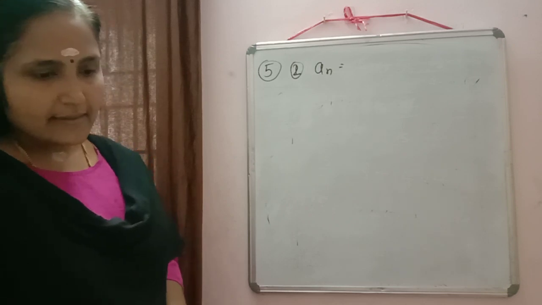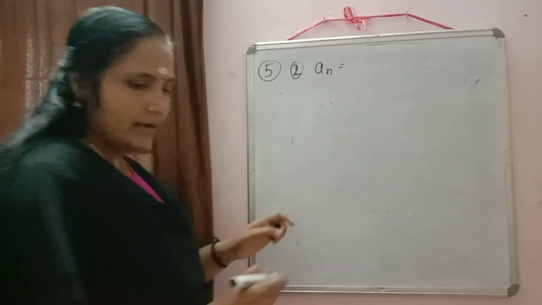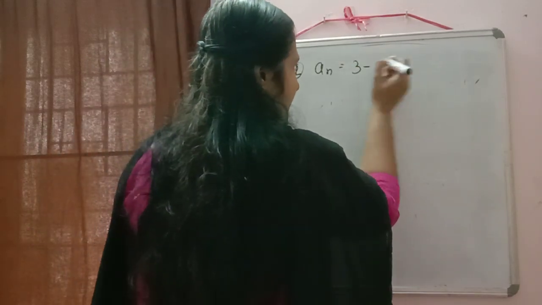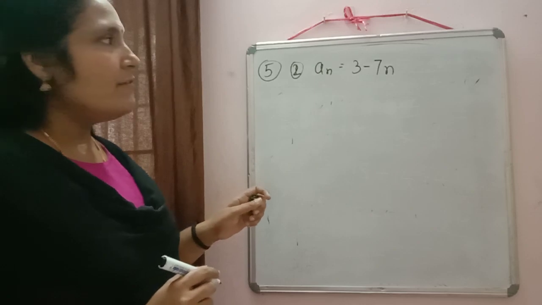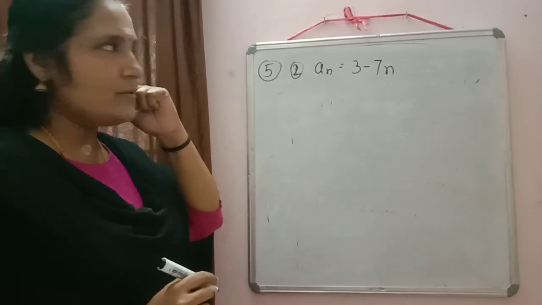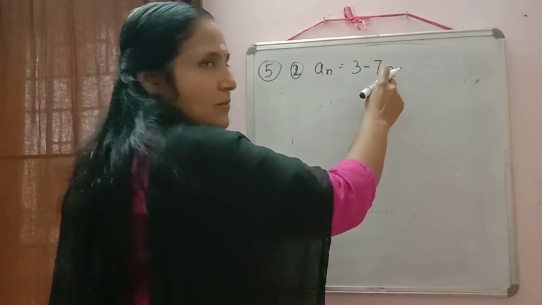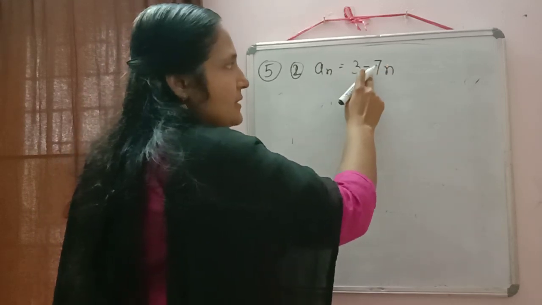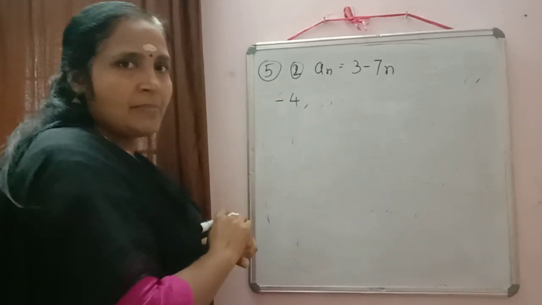Next one, and one more question we will do of this type. In this question, an is given 3 minus 7n. So again, how we will find out our AP? We'll substitute n is equal to 1, 2, 3, 4. So I am writing directly now. First substituting n is equal to 1. Then what will come? 3 minus 7. 3 minus 7 will be equal to minus 4.